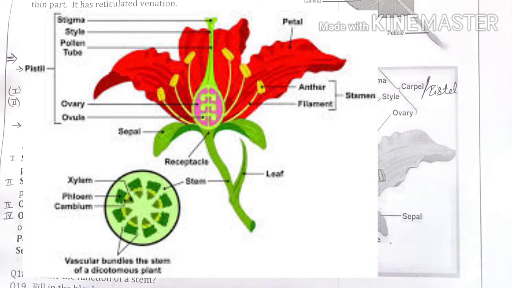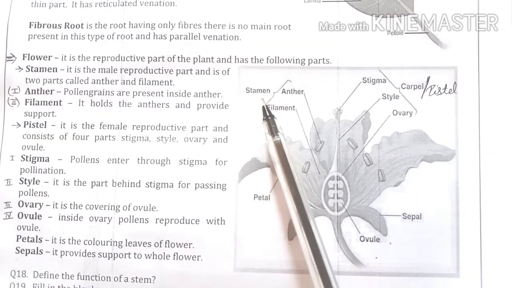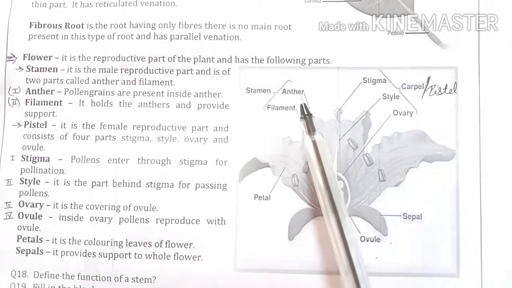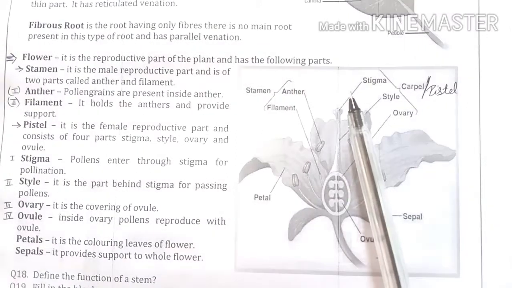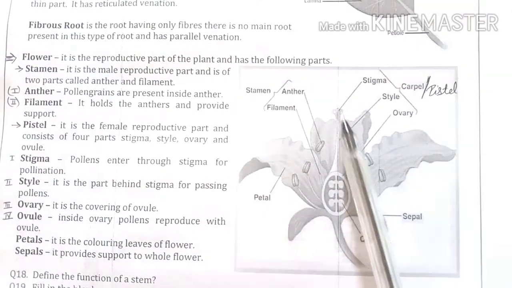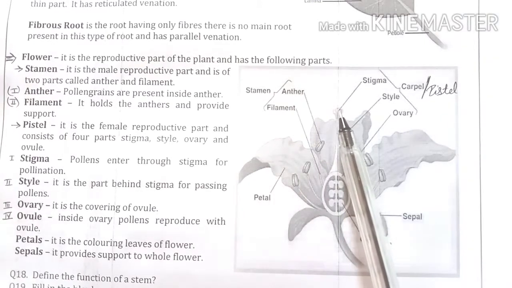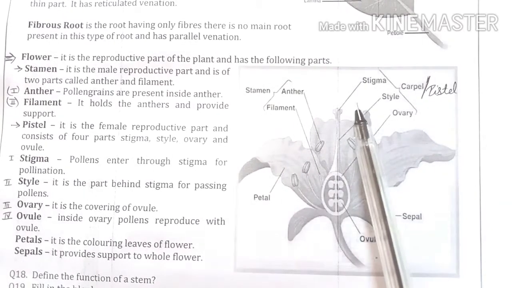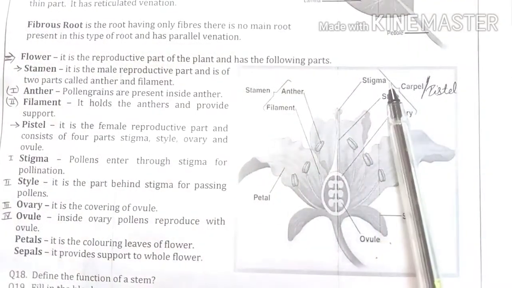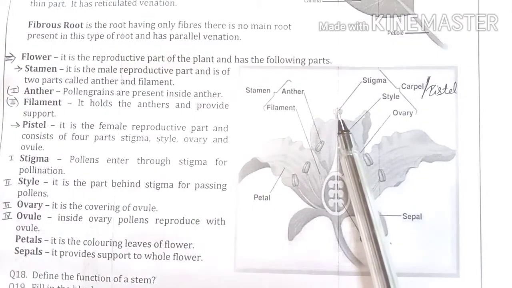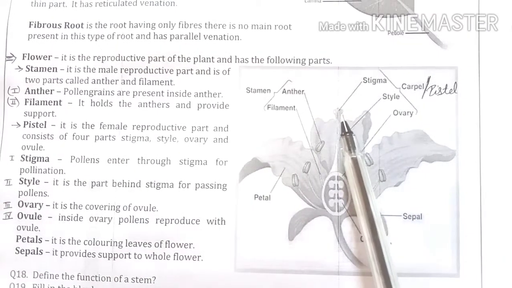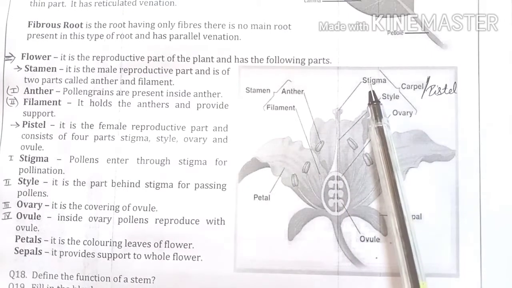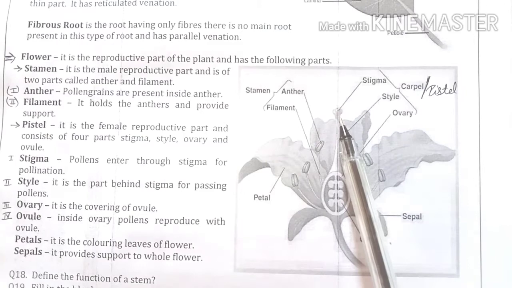The first one is stigma. The pollen grains enter through the stigma by pollination. Pollination means the transfer of pollen from the anther to the female reproductive part, the pistil, with the help of the stigma. The topmost part of the female reproductive part is called the stigma. So pollen grains enter through the stigma.